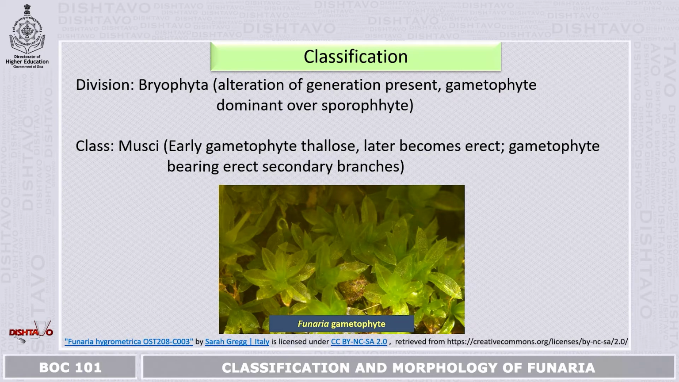Class Musci. Early gametophyte is thalloid. Later it becomes erect, and the gametophyte bears erect secondary branches. In this picture, you can see the leaf-like structures are present, and then this later becomes erect, bearing the secondary branches.